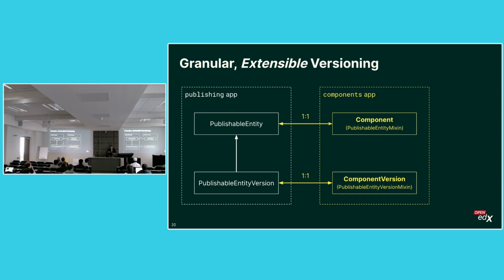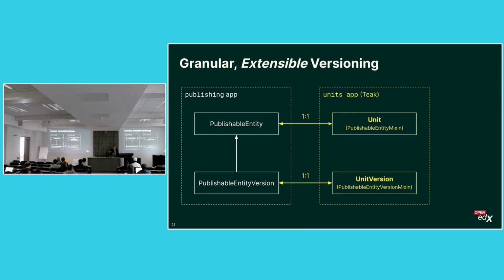And so the idea behind this is that in the components app, attached to the component version model is all the stuff, all the extra models you need to define what a version of a component actually means, the OLX, any metadata you want. But the actual logic of is this a draft version? If this is the draft version, this is the published version. That all happens in the publishing app.